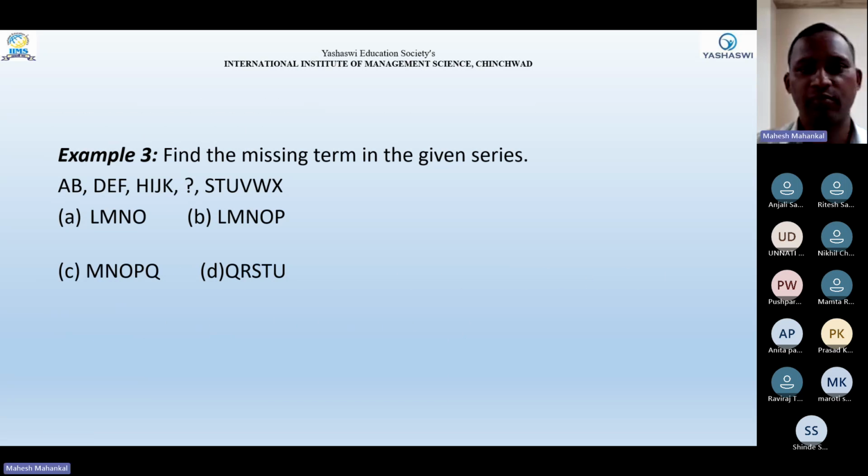Find the missing term in the given series. A, B, D, E, F, H, I, J, K, then the place with a question mark, and again S, T, U, V, W, X. In this given series, what exactly comes in place of the question mark? Use pen and paper and try to solve it.